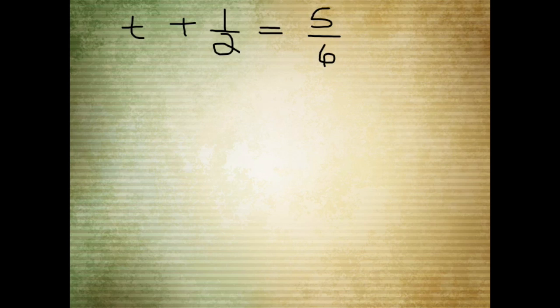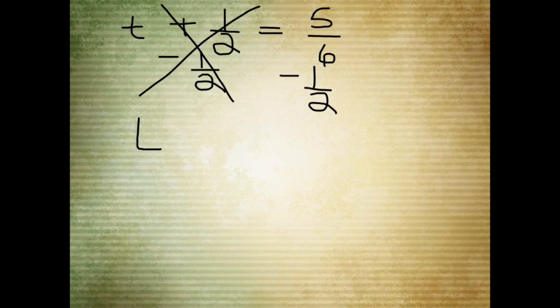Our next problem, we're going to solve for t. We have fractions, though, that we need to deal with, and we have a positive 1/2. We need to get rid of that, so we'll do the inverse, and that is minus 1/2. Since we do that on the left-hand side of the equation, we'll do that on the right also, minus 1/2. We know that this will cancel out over here, so all we'll have is t left.